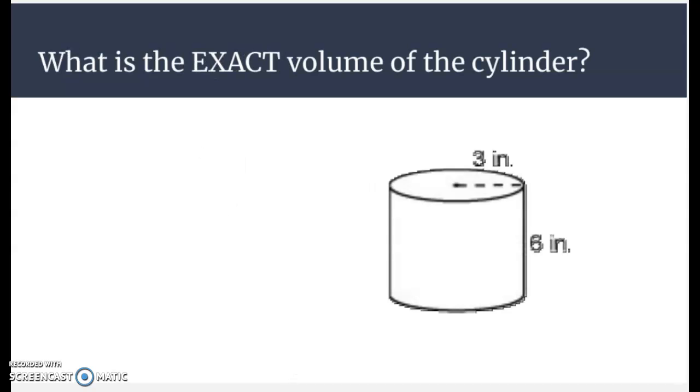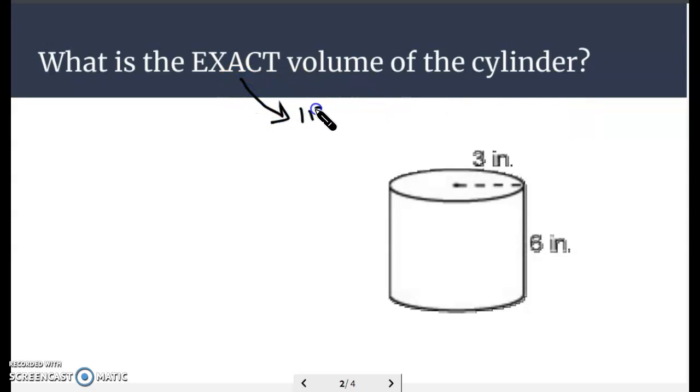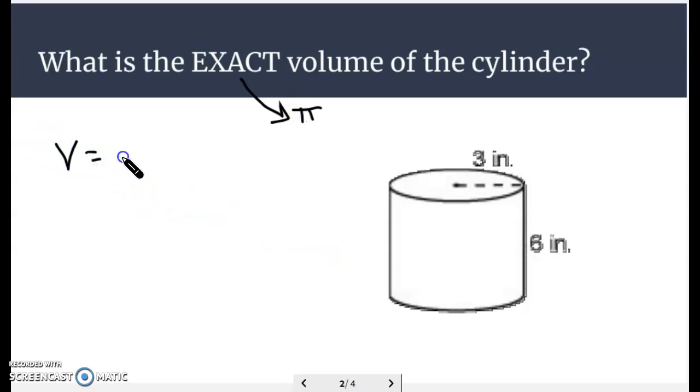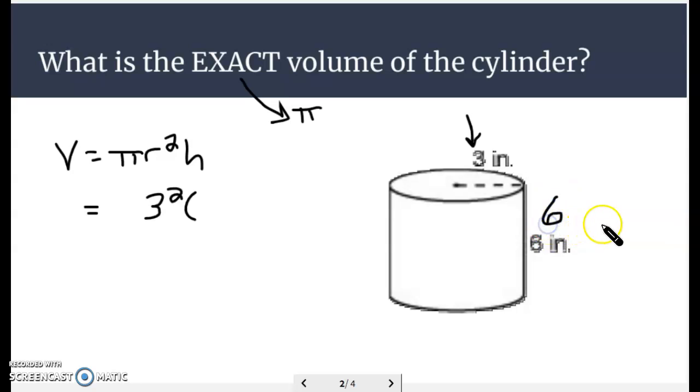Let's look at this one here, the exact volume of the cylinder. When you see exact, that means they want you to keep pi in the answer. Alright, so let's get our formula written here. V equals pi r squared h. The radius, as you can see, is 3. The height is 6. It's kind of hard to see here. We're going to keep pi in our answer.